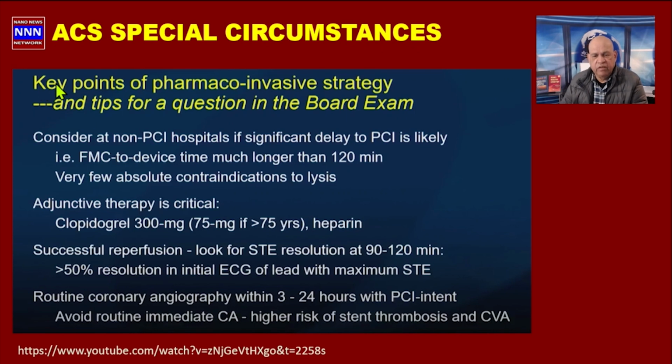So the key points as far as pharmacoinvasive strategy. This is for patients at a primary care hospital which doesn't have PCI services. Consider at a non-PCI hospital if there's a delay of more than 120 minutes. If so, you start these patients on aspirin, clopidogrel, and fibrinolytic agents, and they can have routine coronary angiography from 3 to 24 hours for possible coronary intervention.